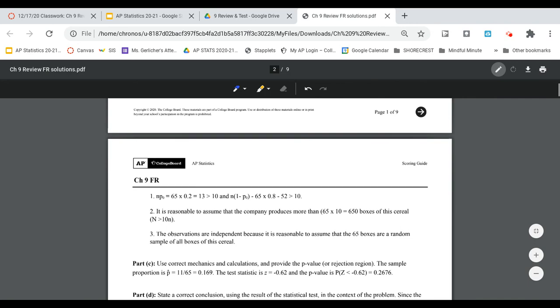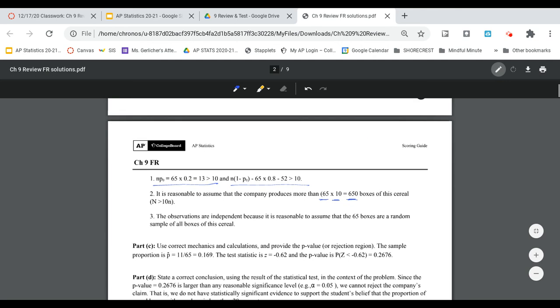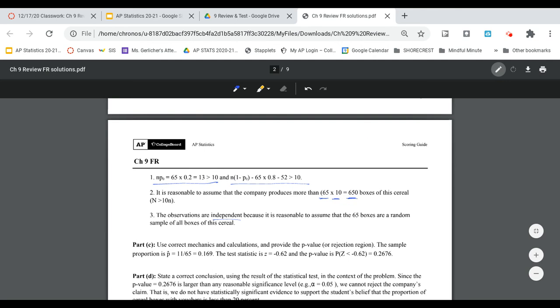For the conditions, it looks like they didn't actually grade for you stating that it was random because they felt like that was obviously stated in the paragraph, so they just didn't bother grading it. They did grade large counts. So here's their large counts calculation. They graded the 10% thing. They did it by saying if 65 was your sample size, multiply that by 10, you get a minimum on your population size for everything to be okay. And they say it's reasonable to assume that they produce more than 650 boxes of cereal. And then they also mentioned that they're independent.